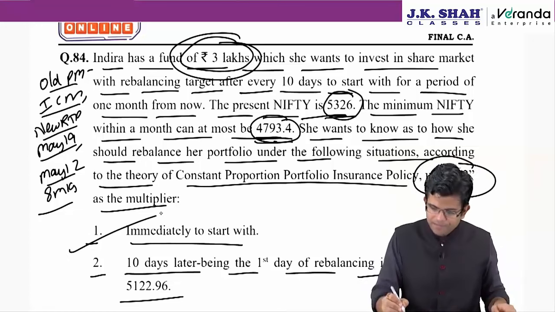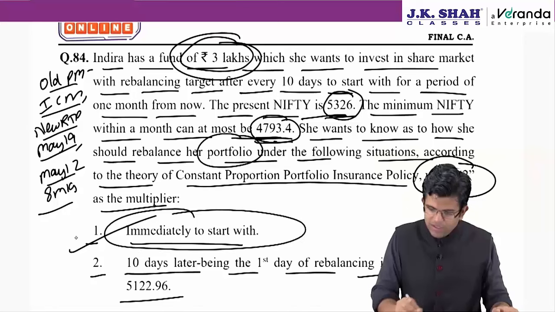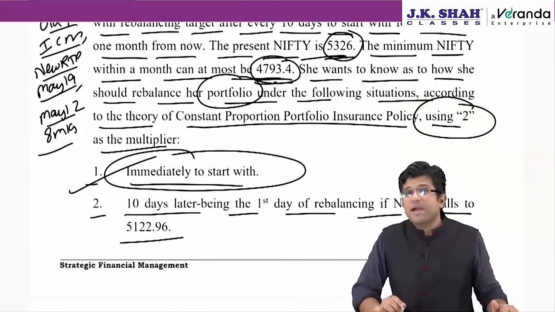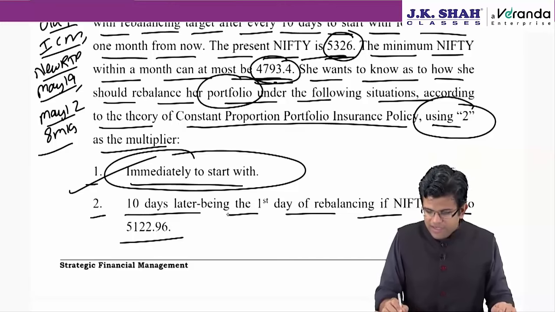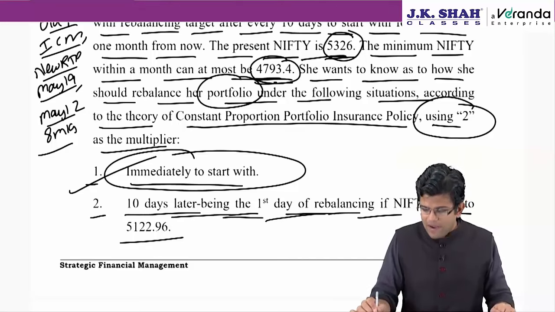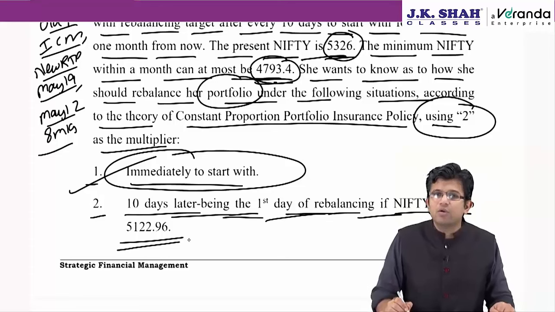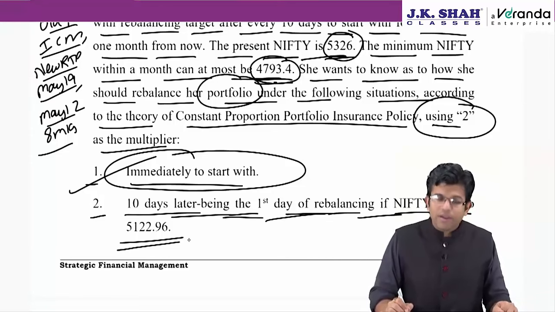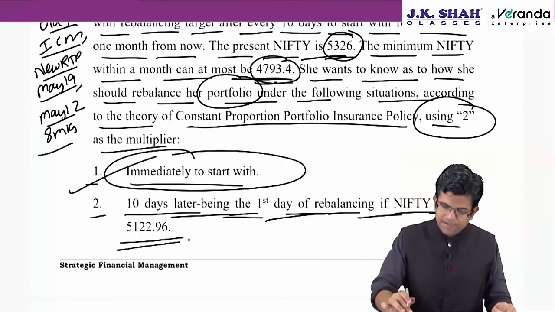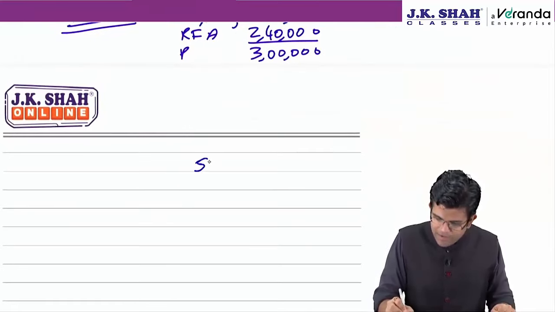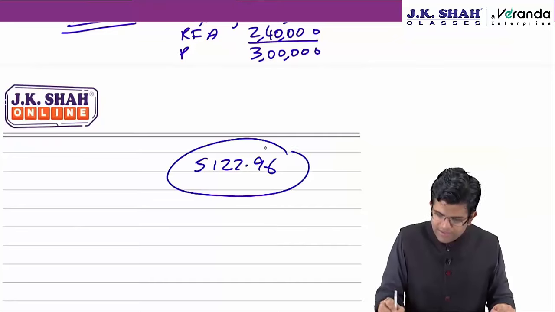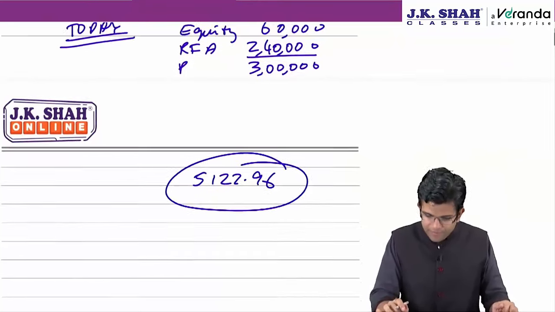What should be her portfolio immediately to start with? Now the rebalancing will start as the equity market fluctuates. She says that 10 days later, being the first day of rebalancing, the Nifty falls to 5122.96. Students, see, 5122.96 is now the value of Nifty.